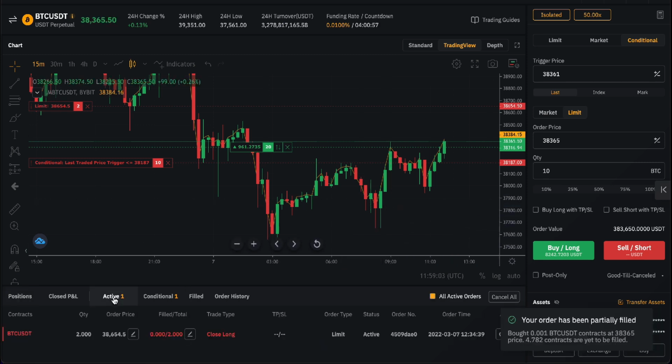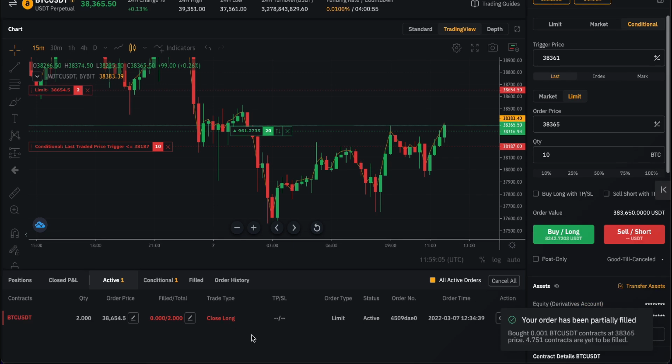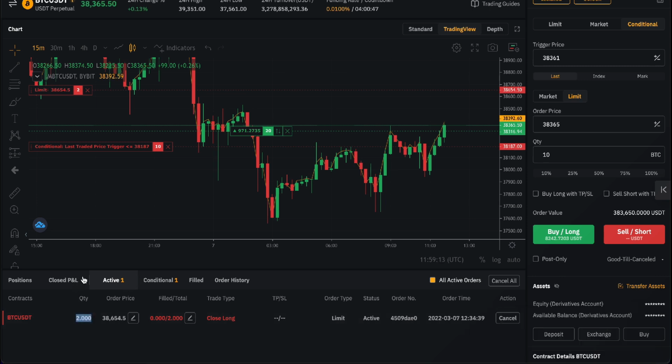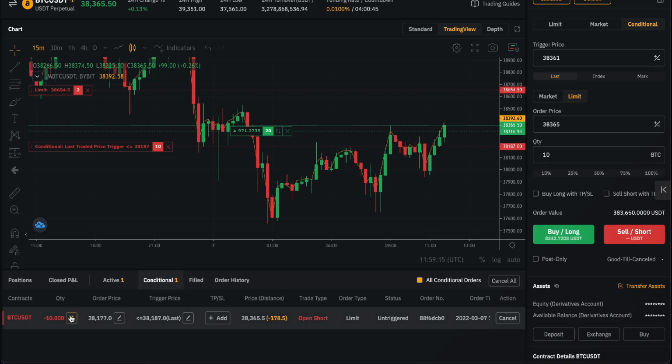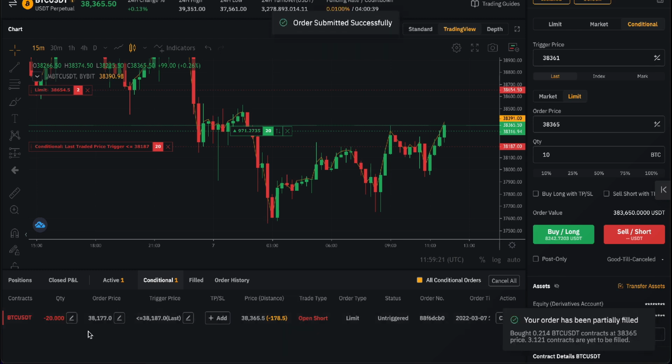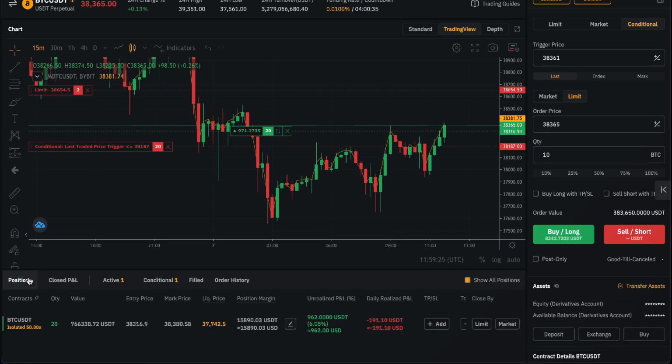So we have an active limit order to take profits, close long right there. That's up there. That's 2. We need to change the quantity. So we're going to have to go ahead and adjust that. But for the stop, we definitely need to change the quantity because we have 20 active. So let's change it to 20. Let's do that like this. Order submitted successfully. The stop is now for 20.